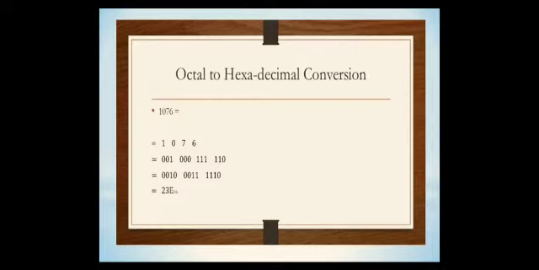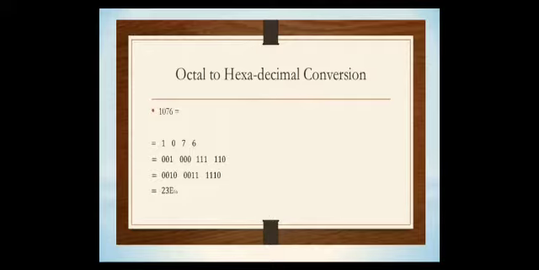Next, octal to hexadecimal conversion. Here I am taking an example of octal number 1076, and after that I am separating these digits and giving three binary digits to each. Here the binary of 6 is 110 and of 7 is 111, 0 is 000, 1 is 001. And after that I am grouping 4 digits from the right side onwards, and finally we get the answer 23E.